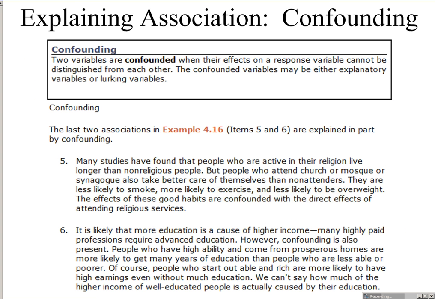Confounding is the third one. Two variables are confounded when their effects on a response variable cannot be distinguished from each other. The confounded variables may be either explanatory variables or lurking variables. The last two associations are explained in part by confounding.